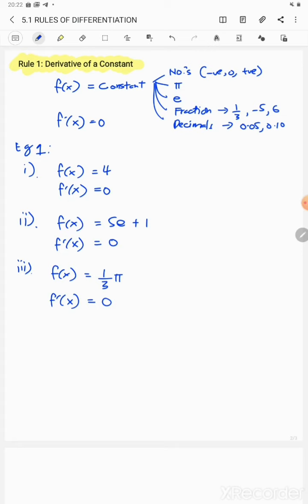So here we can see we have 3 different patterns of constant: a single number 4, then 2 terms of numbers, where we also get 0, and also a fraction including pi here. Differentiate this, you get 0.